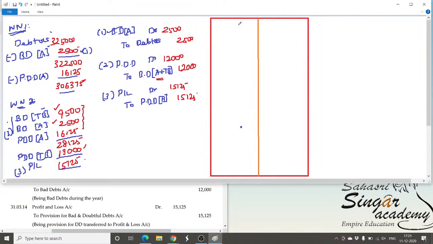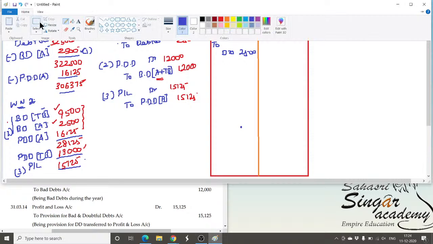First one is bad debt. Bad debt, and two debtors, right? In bad debt, two debtors, value rupees 2,500. And debtors account, of course, you can open the balance sheet also. You can open the balance sheet and the P&L account later. I'll be opening that also side by side.